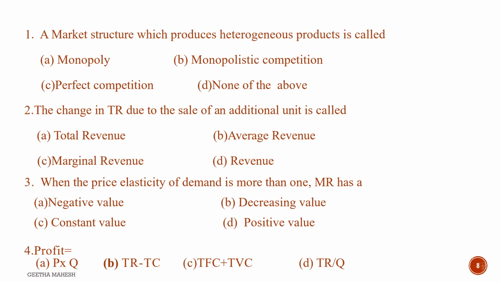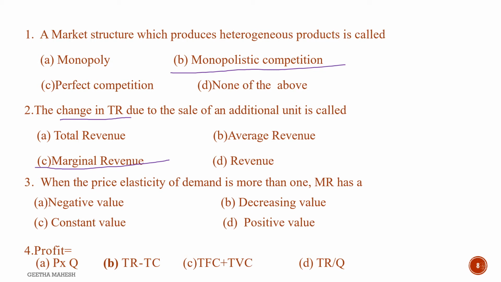A market structure which produces a heterogeneous product is called monopoly, monopolistic competition, perfect competition, none of the above. It is monopolistic competition, where they produce heterogeneous products. Under monopoly and perfect competition, they produce homogeneous products. Change in total revenue due to sale of an additional unit is called total revenue, average revenue, marginal revenue. It is marginal revenue, because it is a change in TR due to change in quantity sale.